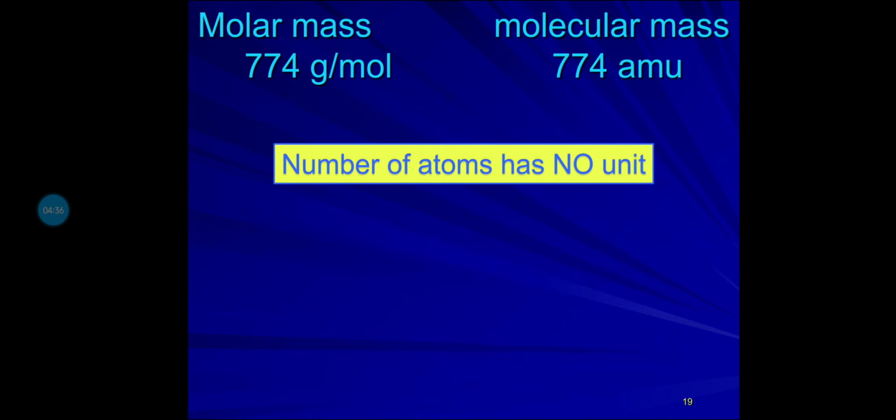Remember, the molar mass and molecular mass have the same values, and you can get them from the periodic table for any substance. The only difference between them is that molar mass is in gram per mole, whereas molecular mass has the unit atomic mass unit. The atomic mass unit is a very tiny unit to measure the mass of a single molecule.